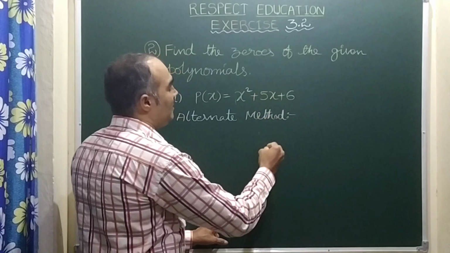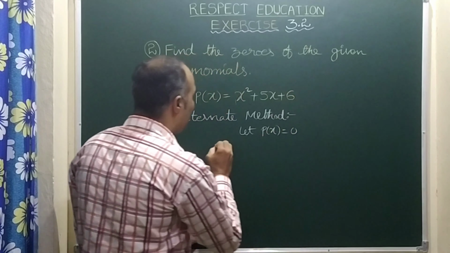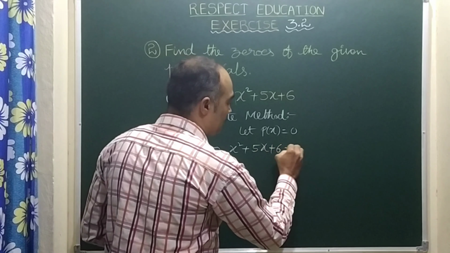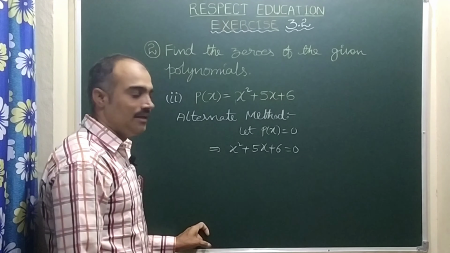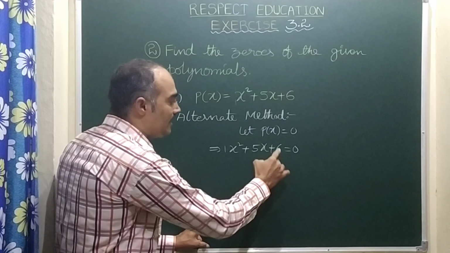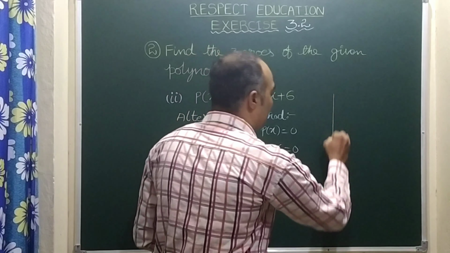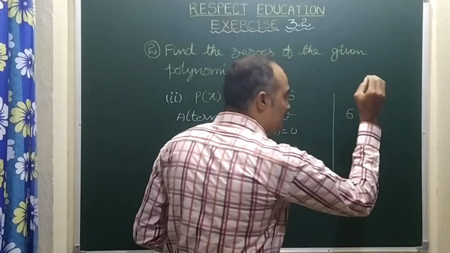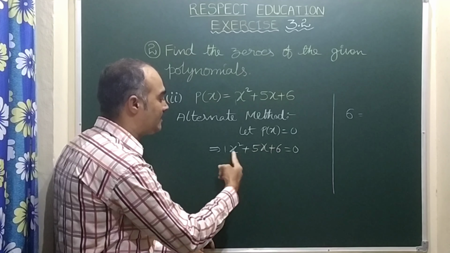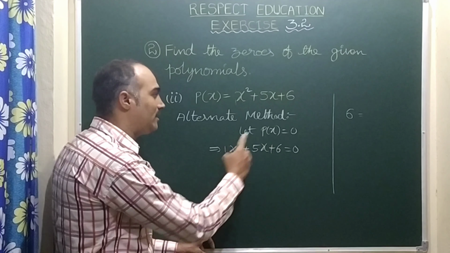So here let p of x equal 0, then what happens here, x square plus 5x plus 6 equal to 0, right? Here you see children, x square coefficient is 1, the constant is 6. Let us multiply these two first. Here I repeat, x square coefficient is 1, constant is 6. Multiply these two. So 1 into 6 or 6 into 1, that is 6.